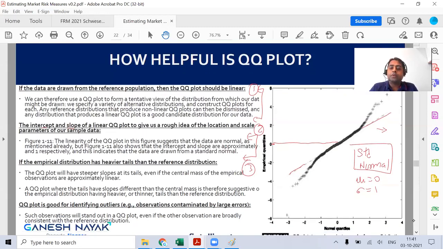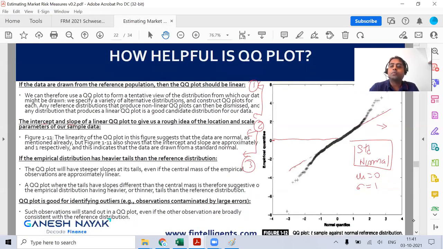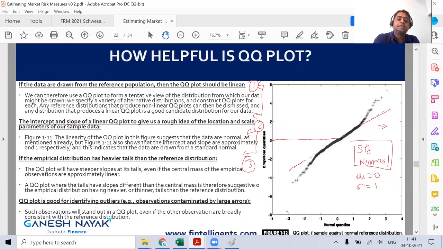The fourth point which your QQ plot helps you identify is whether there is any outlier in the data. Look at this diagram properly. Can we see over here at the top? I'm just marking it over here. There are data points which are far away from the average. Similarly, there are certain data points far away from the average. So your QQ plot will help you identify whether there is any outlier in the data or not.